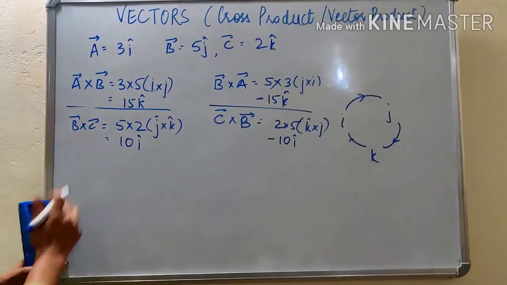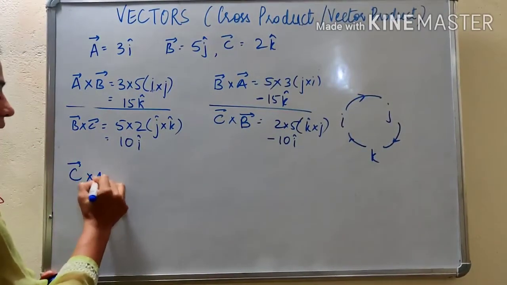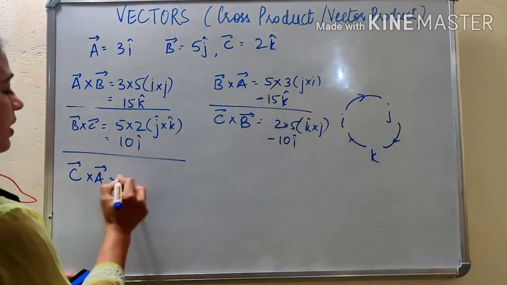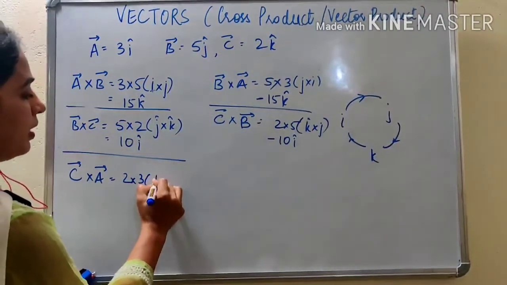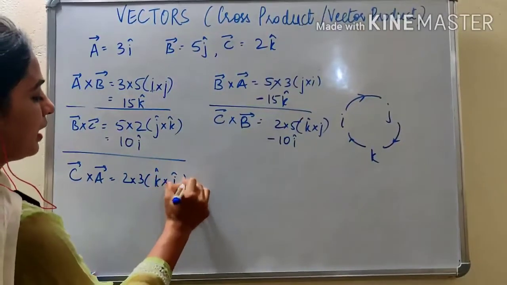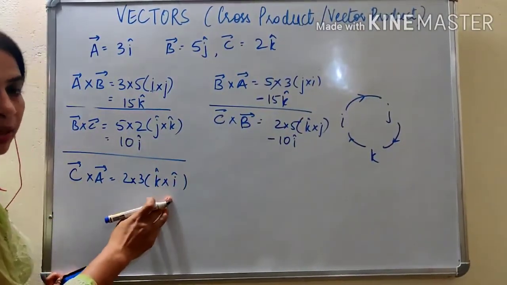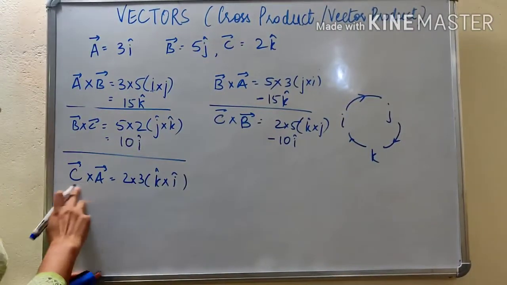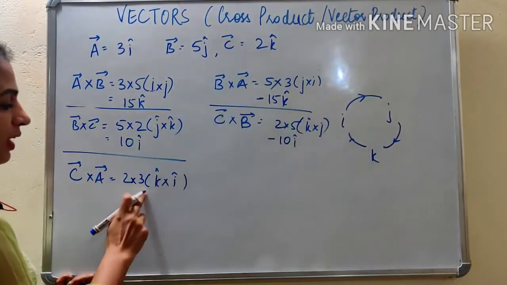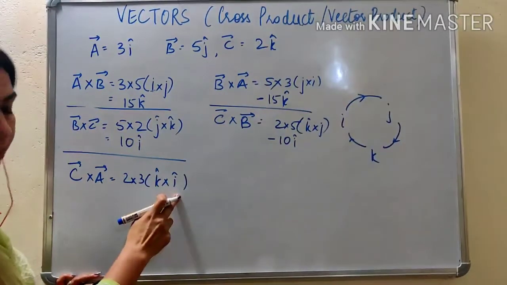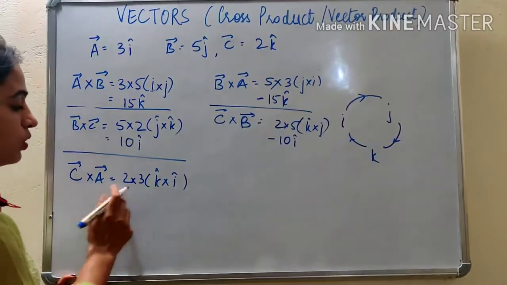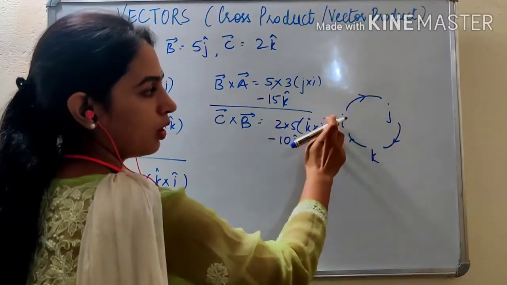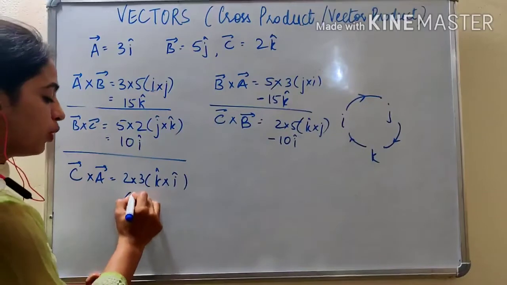Similarly, when you have to find C cross A, it is C, that is 2 into 3, K cap cross I cap. This order is very, very important, girls. You cannot write I cross K for this. C cross A, so for C you have K cap, for A you have I cap. So the order matters a lot. So 2 3s are 6, K cross I. So K cross I, you are going in the clockwise direction, that will be positive J cap.